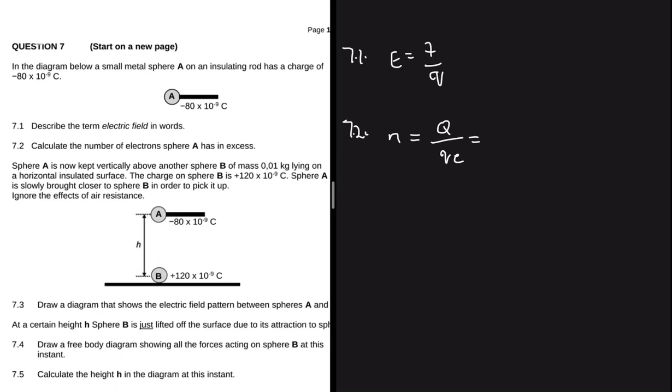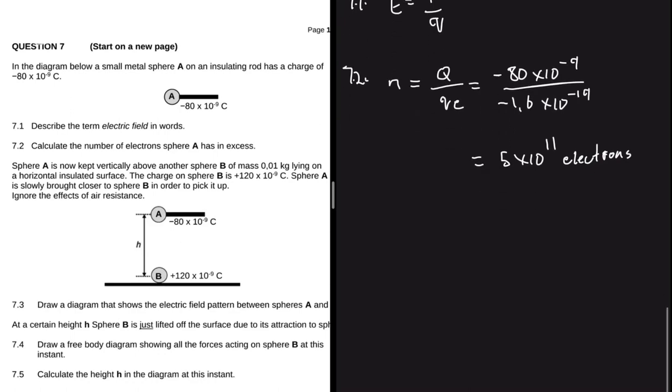In this instance, we're going to have minus 80 multiplied by 10 to the minus 9 divided by the charge of an electron, which is minus 1.6 times 10 to the minus 19. So I'm getting 5 times 10 to the 11 electrons. So this sphere has 5 times 10 to the 11 electrons in excess.